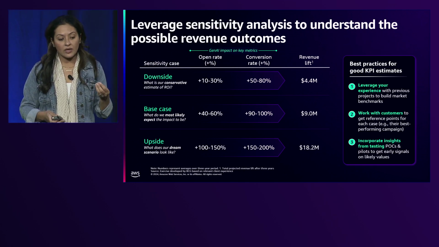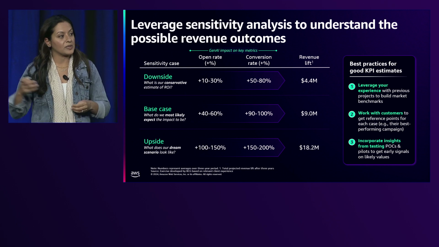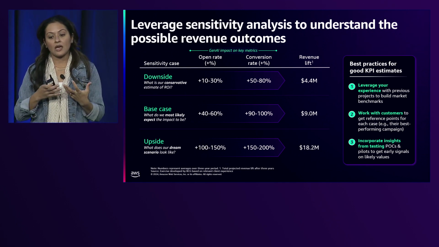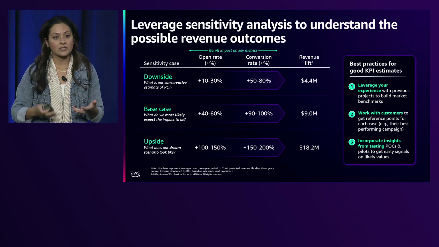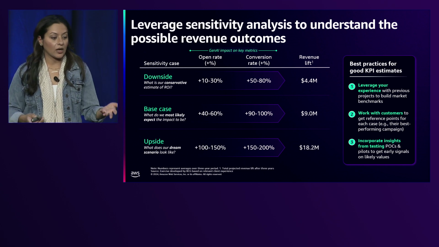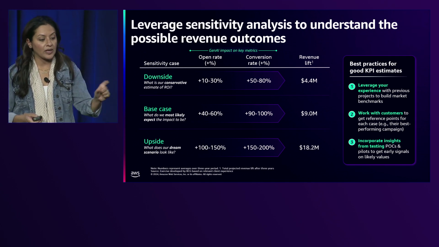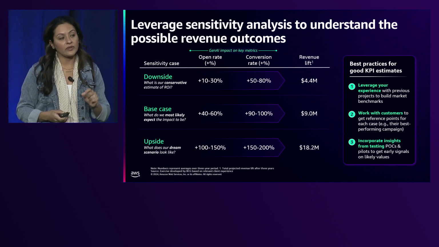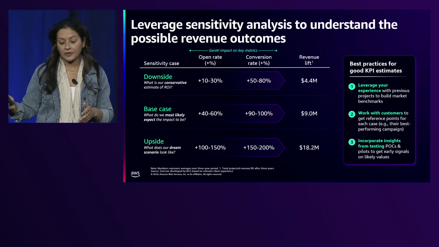And the goal here is to really get a sense of the total risk with your downside and the total potential, and then have an educated conversation with your stakeholders, your customers, if you're a partner, and say, what are they willing to bear that risk for the potential upside? So what you can see here is tweaking the metrics around open rate and conversion rate can dramatically change or influence your potential revenue lift, going all the way from 4.4 million in this example to 18.2 million.